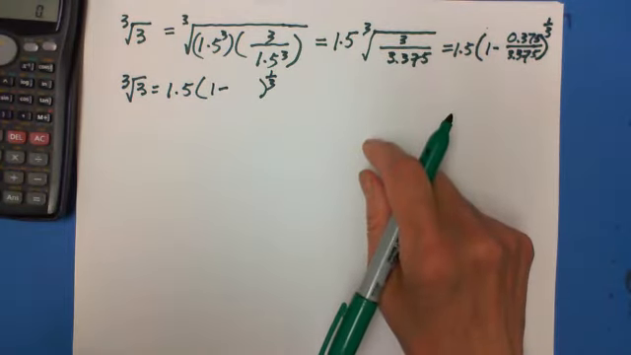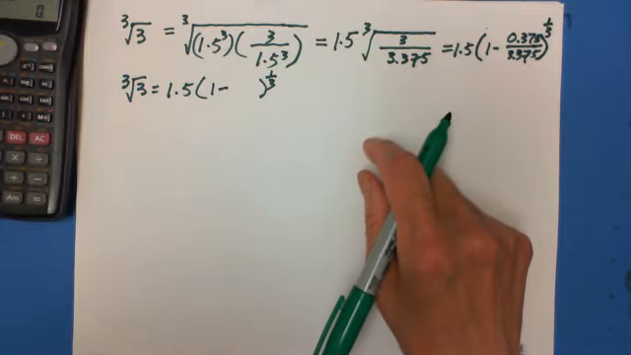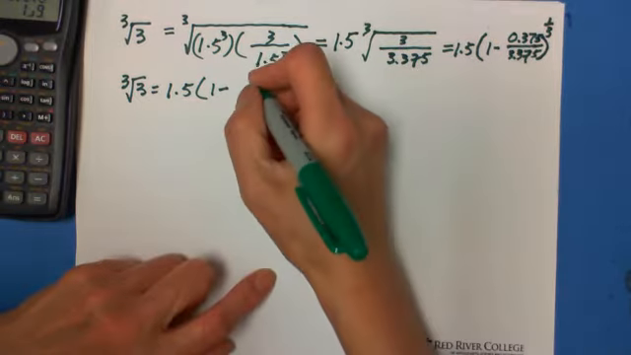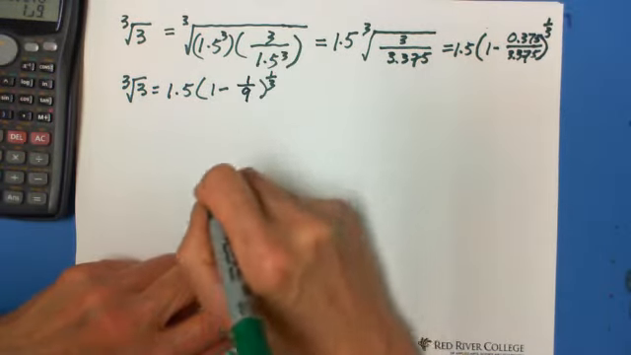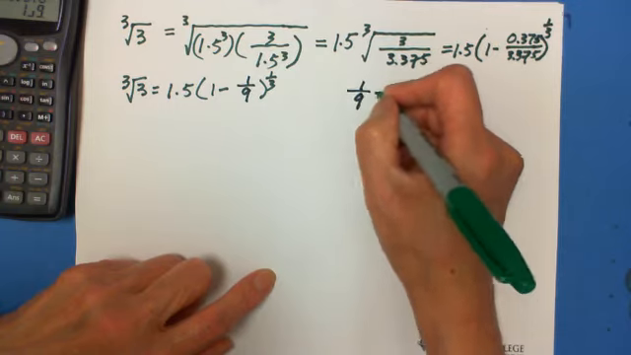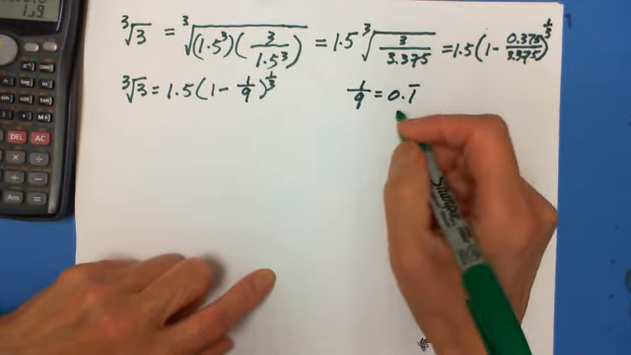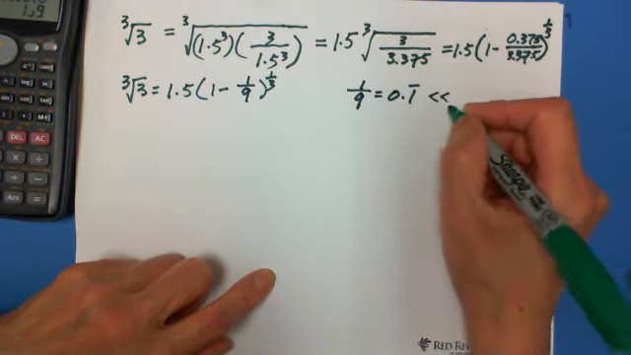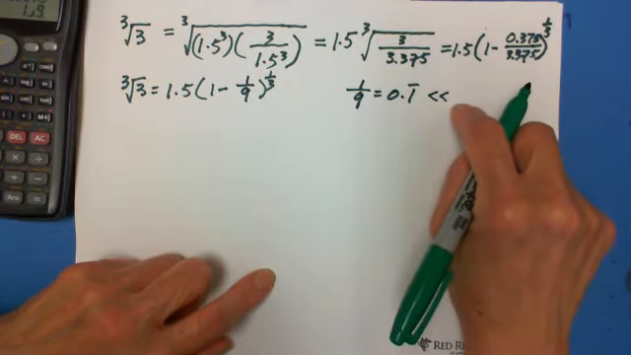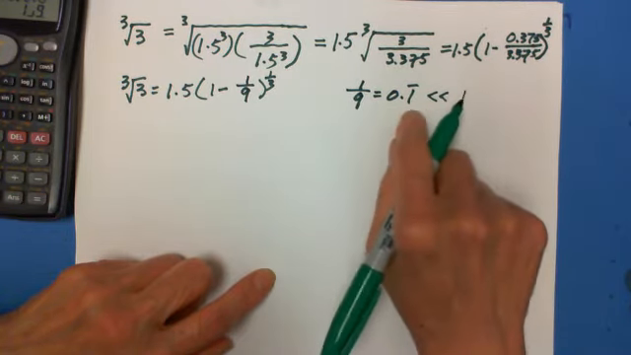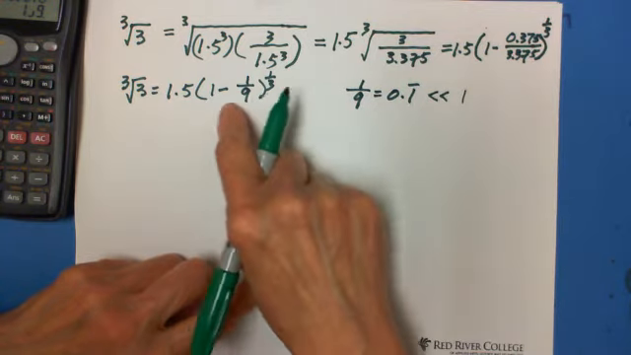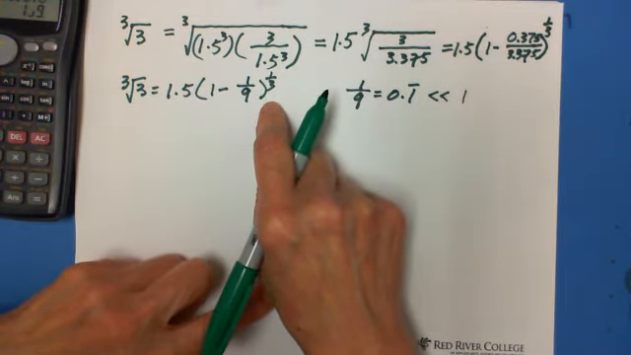So we have 0.375 over 3.375, use the ABC button. This gives us 0.1 repeating, which is 1/9. See? Because 1/9 is 0.1 repeating. This is very small, less than 1, which is good. So I think this answer will be much better than the previous one.